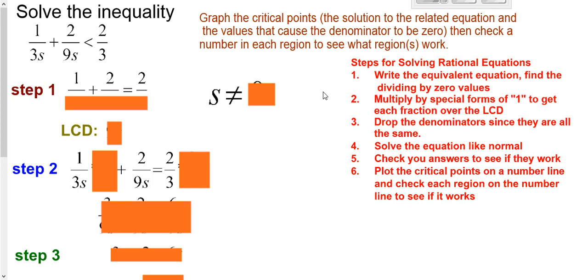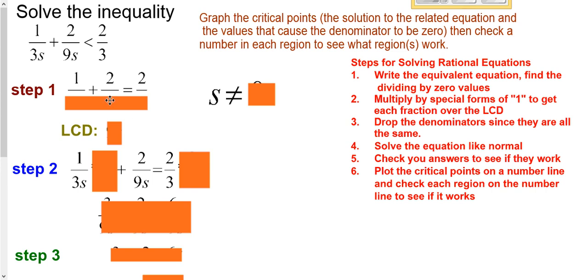Okay, now we're going to take a look at solving rational inequalities. In solving rational inequalities, for the most part, we want to find critical points. What we consider critical points are what would cause the original problem to be dividing by zero, and what we get from solving the equivalent equation. Then we'll put those numbers on a number line, check the regions that work or don't work on the number line, and come up with our answer.